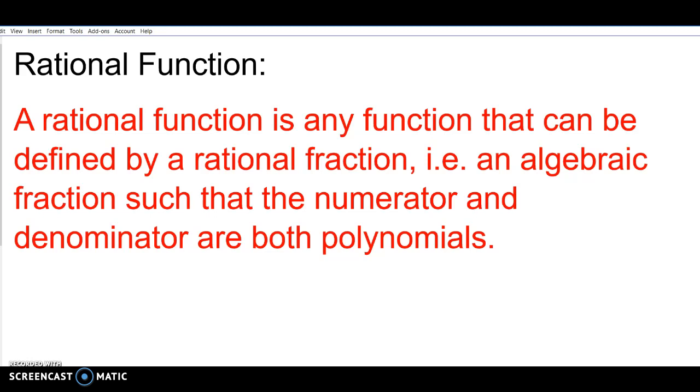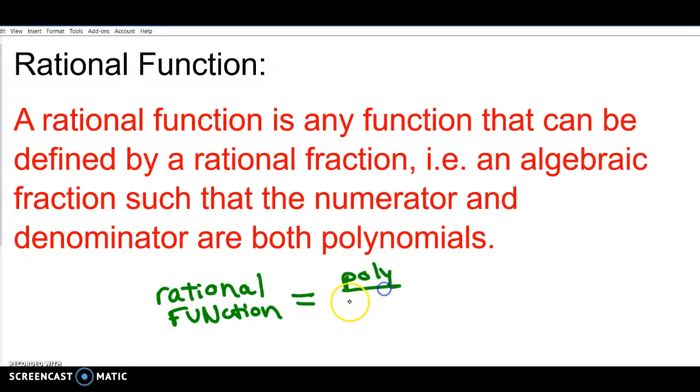rational functions. So let's make sure that we understand what rational means. It says a rational function is any function that can be defined by a rational fraction, i.e. an algebraic fraction, such that the numerator and denominator are both polynomials. So anytime I tell people what rational functions are, I just want us to remember that a rational function, see what I did there, is a poly over a poly, a polynomial over a polynomial. Remember that polynomials have positive whole number exponents.